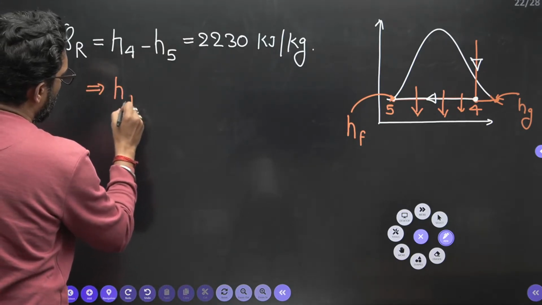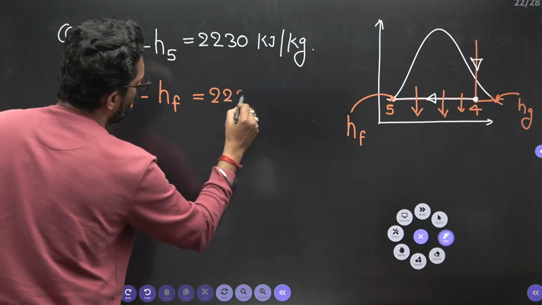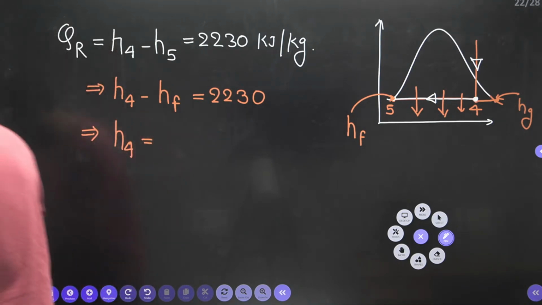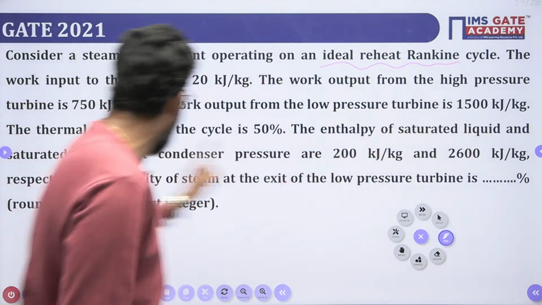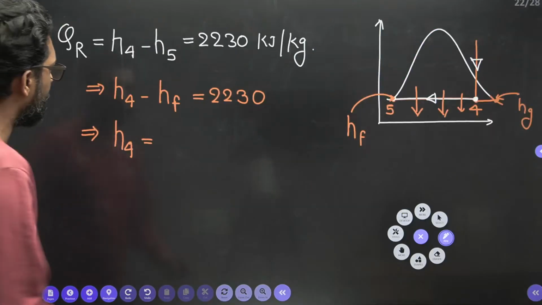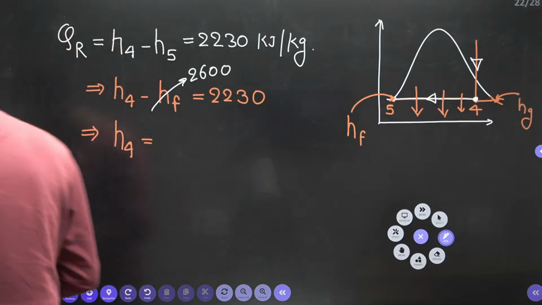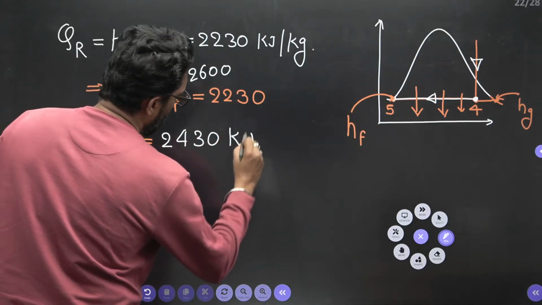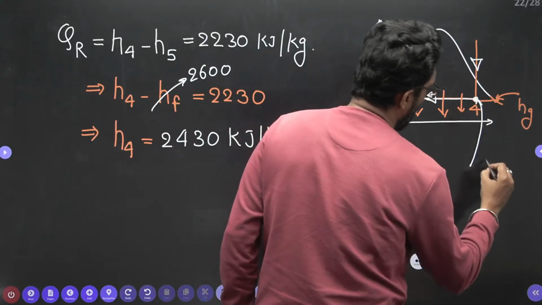So, H4 minus what is H5, beta? Hf. And this is equal to 2230. So H4 is equal to, we have H5, Hf. See this one? We have the enthalpy of the saturated liquid and enthalpy of the saturated vapor. That means 2600 is there. So this is your 2600. If you do the calculation, this is your 2430 kilojoule per kg. Now my dear, you have the enthalpy at this point, H4.